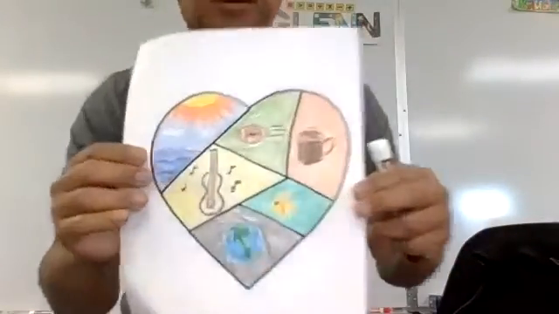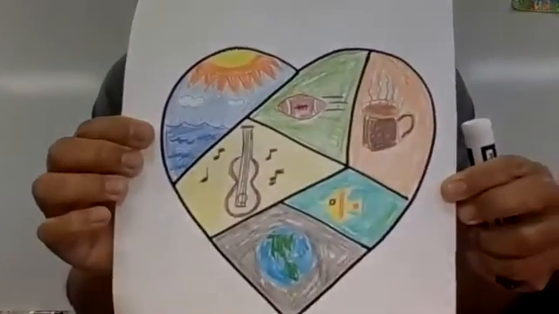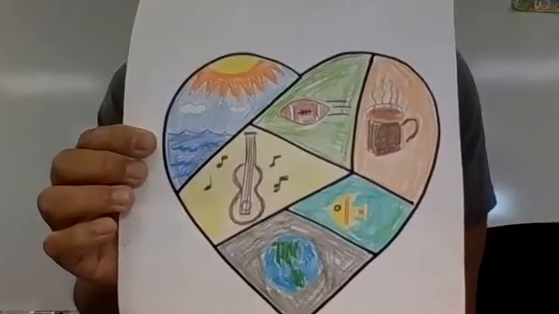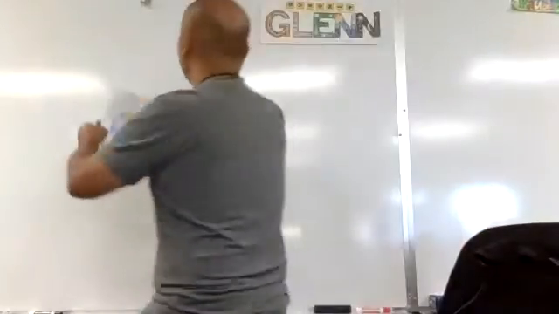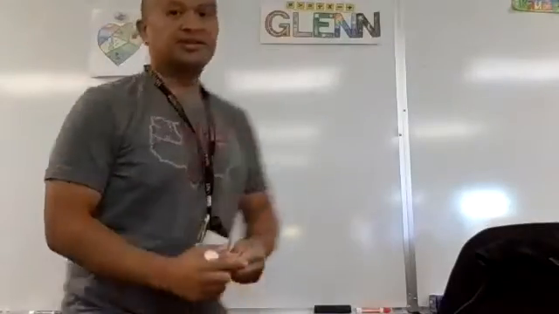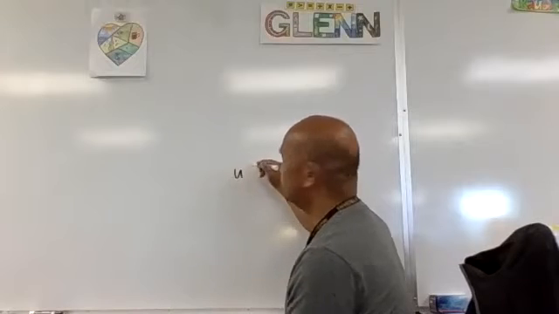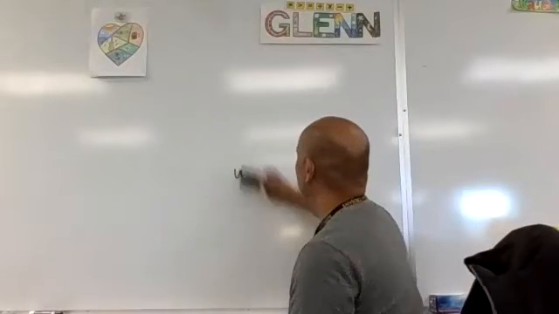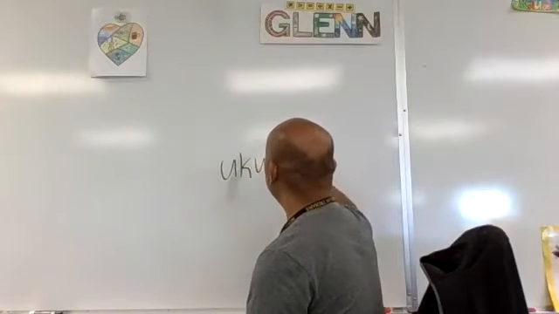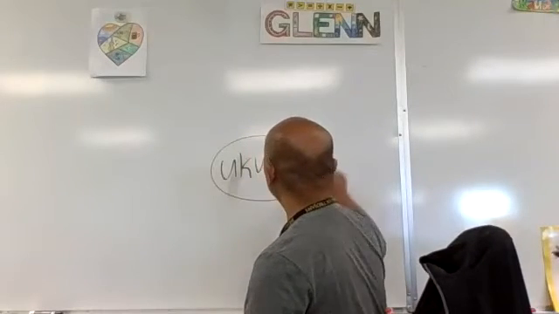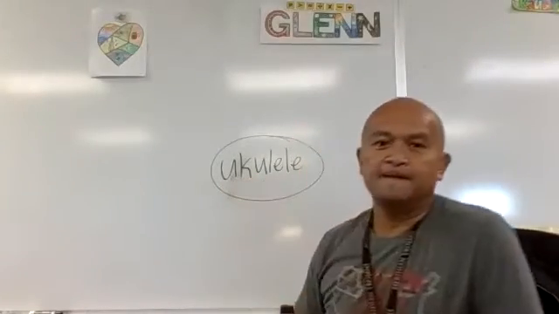Okay. So here's mine. You can see a bunch of things that I'm pretty passionate about, that I like. One thing that I want to do my informational writing on is this thing right here, the ukulele. So I'm going to show you how to do that on a web. First I'm going to write the word ukulele on my paper. Well, it's my whiteboard, but it'll be a little bigger. Ukulele. And I put a circle around it. So this is the topic of my paper, the ukulele.